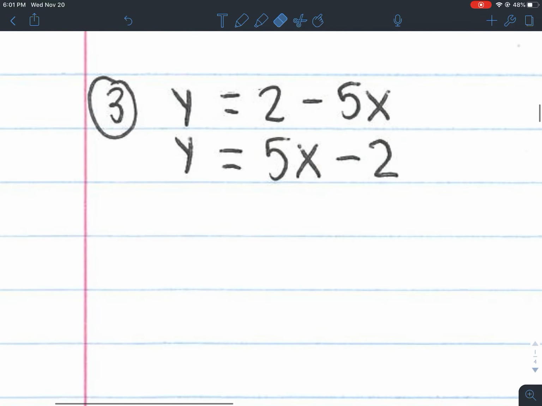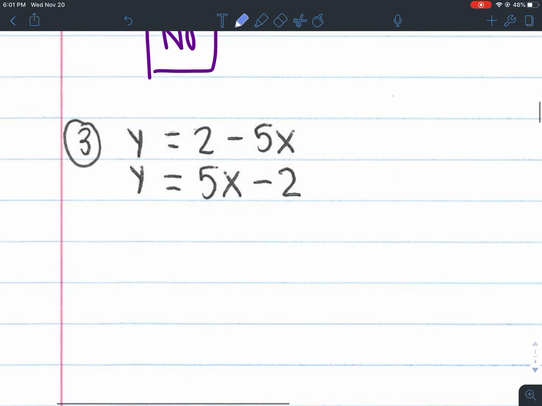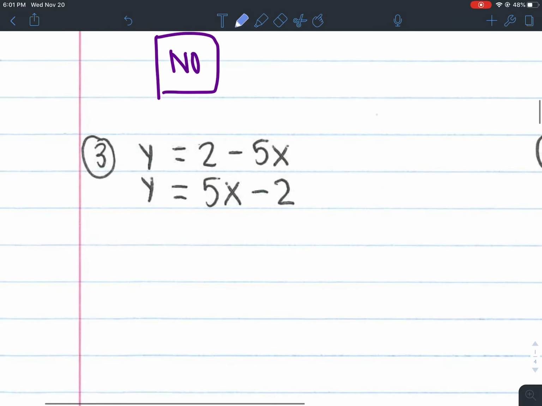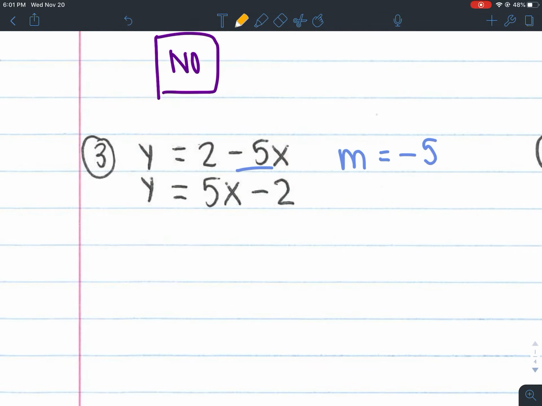Okay, moving on to 3. Do I know the slope of my first line by just looking at it? Yes, because y is by itself, so we have y equals mx plus b. Now, what number is attached to x here? Negative 5. So our slope for the first equation is negative 5. What's the slope for the second equation? Positive 5.